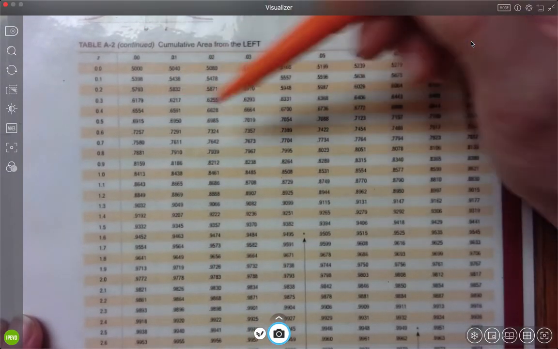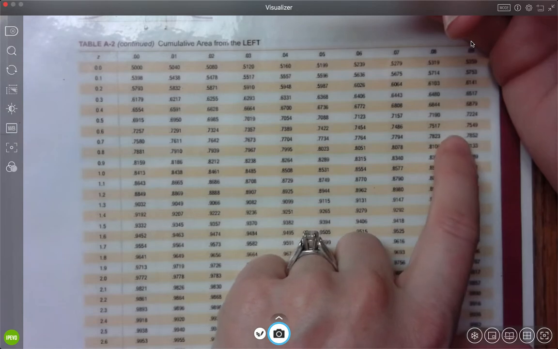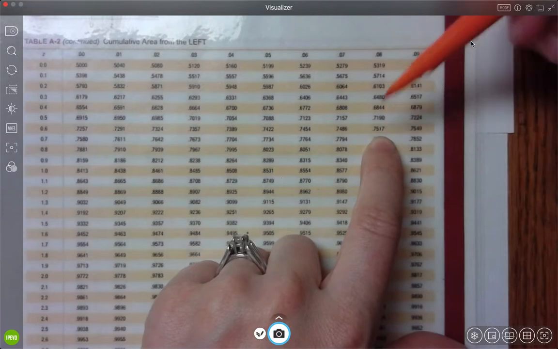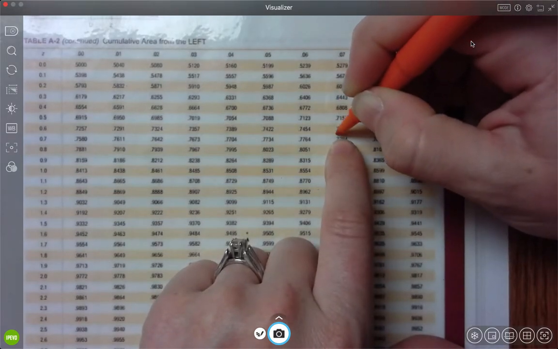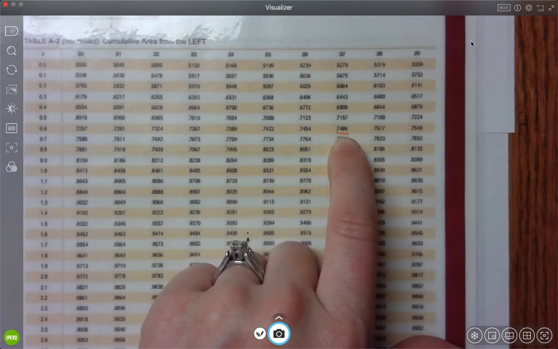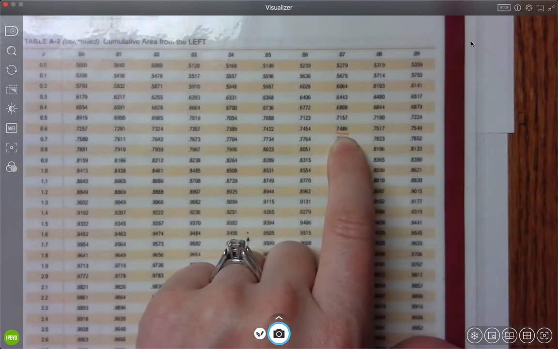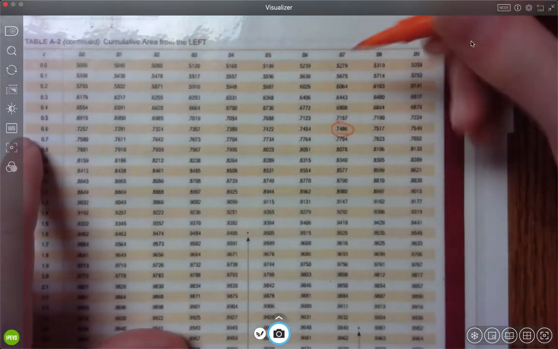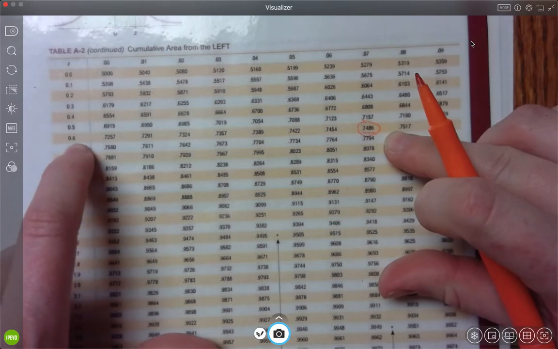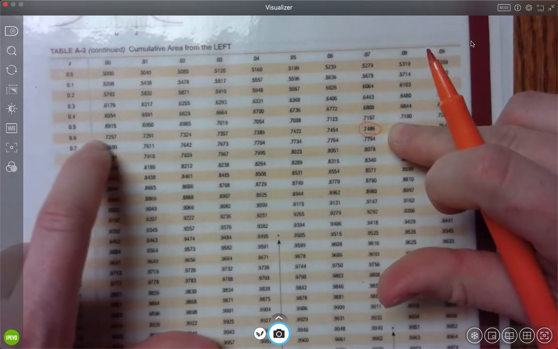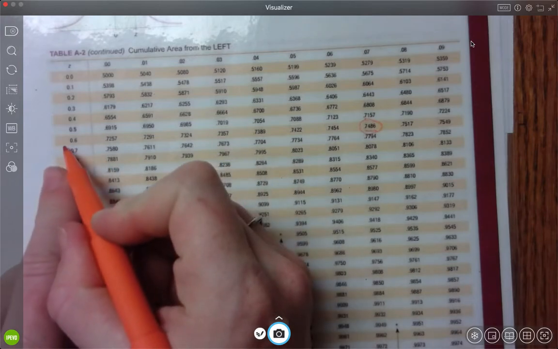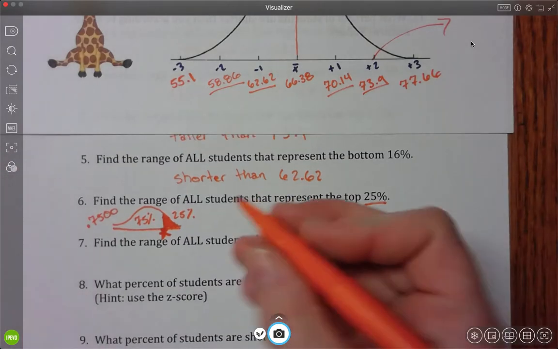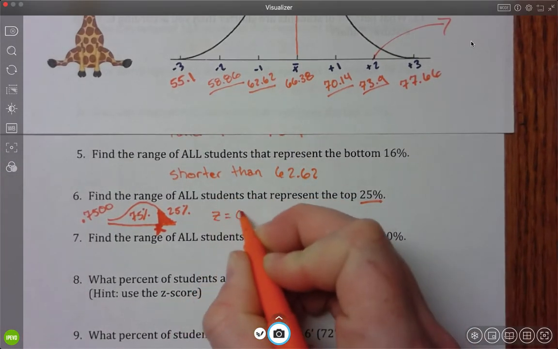So I'm going to look on here. I have 0.7486 and 0.7517. He's going to be closer to 0.7486 because that's only 0.0014 away, and this is 0.0017 away. So we're going to go with this guy. And so he has a z-score of 0.67. That's how I read this: 0.6 and 7. So I'm going to put z is equal to 0.67.